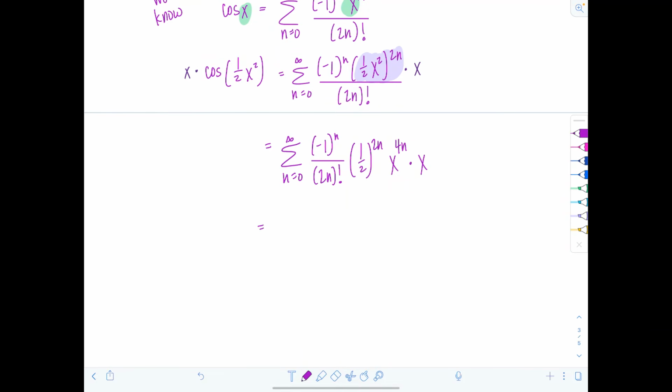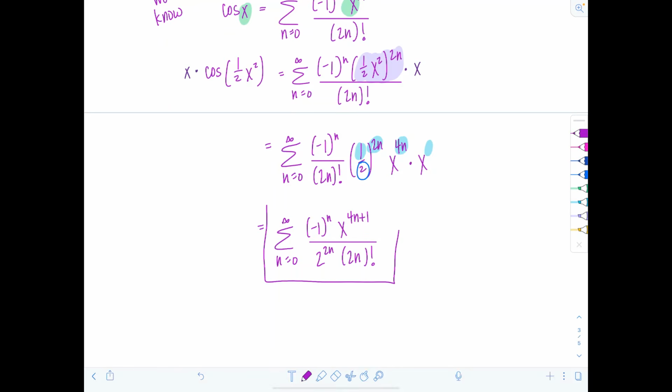Okay, so last step, I can write this as the sum n equals 0 to infinity. What's going to be in the numerator? So I have negative 1 to the n. Look, this is pointless. 1 to the 2n, that's just 1. I'm not even going to write it out. Then I have 4n and x to the first, so that's going to be x to the 4n plus 1 over, now here this is going to be 2 to the 2n in the denominator, and I've got that 2n factorial. Beautiful, we're done.